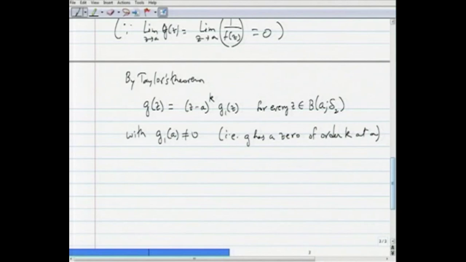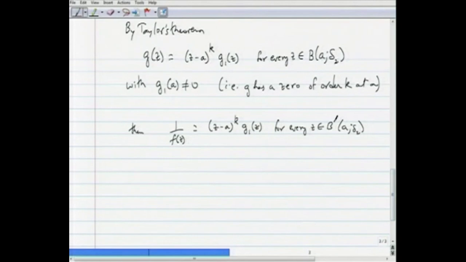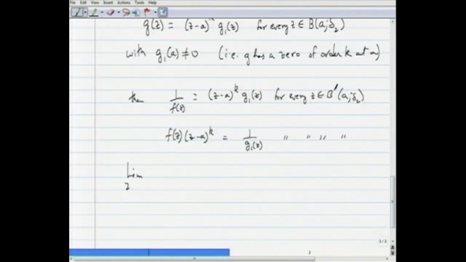So, what we can do is substitute what g of z is: 1 by f of z is equal to z minus a power k times g 1 of z, for every z belonging to B prime of a, delta 2. Notice I am deleting a itself because f has a singularity at a. And so, f of z times z minus a power k is equal to 1 by g 1 of z, once again for every z belonging to B prime of a, delta 2. So, when I take the limit as z goes to a, the quantity on the left hand side is equal to the limit as z goes to a of 1 by g 1 of z.